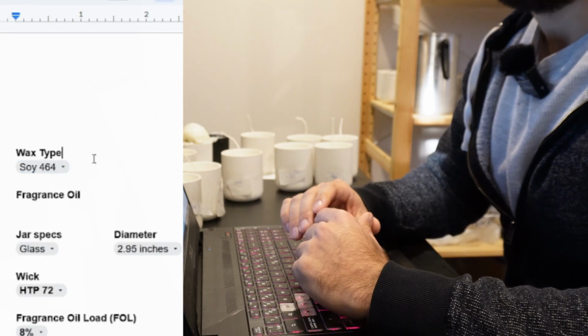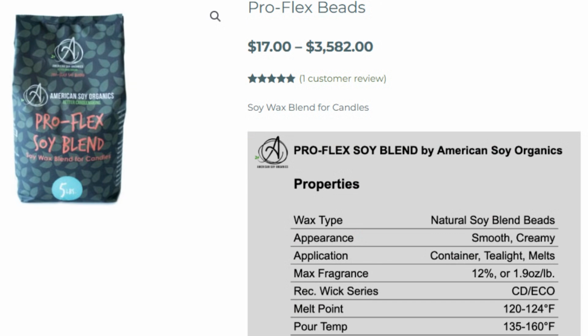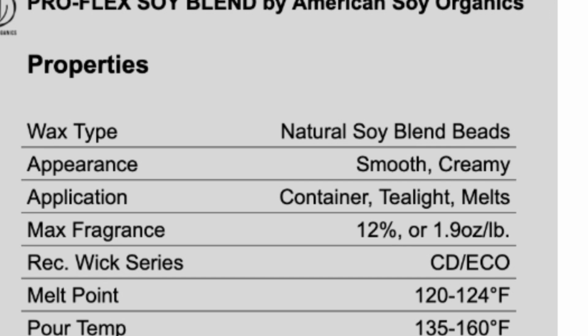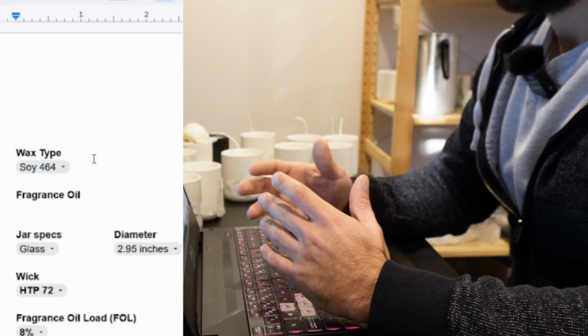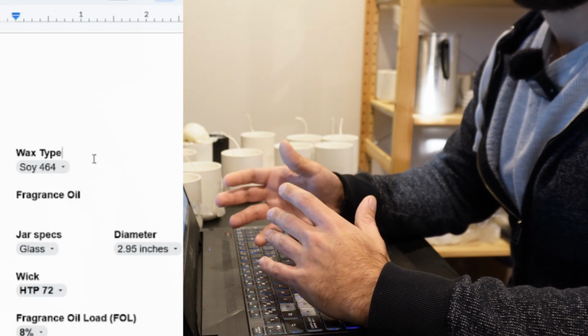So for example, I have a Soy Flex, and this one says that it can take up to 12%, when in general the range is up to 10%, from 6% to 10%.